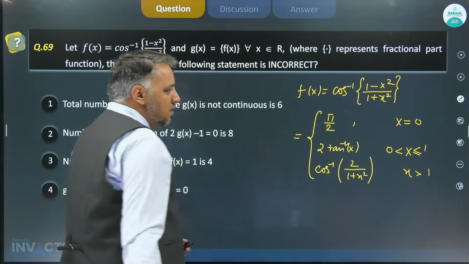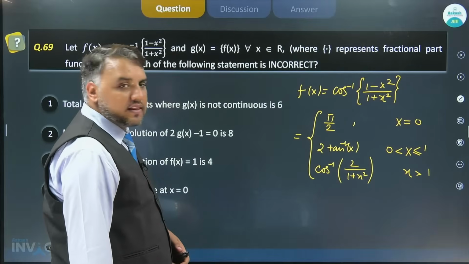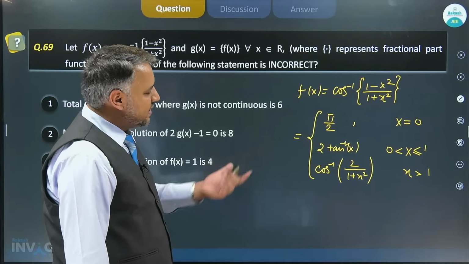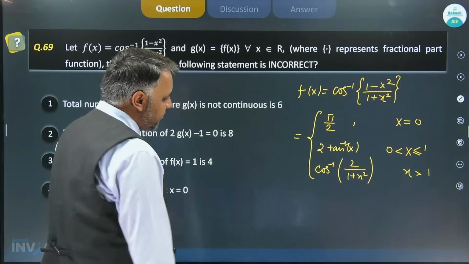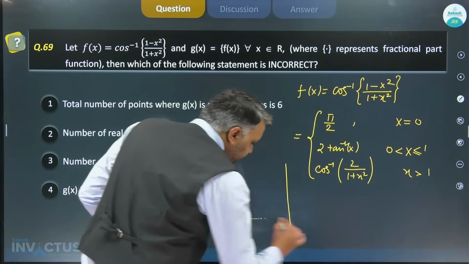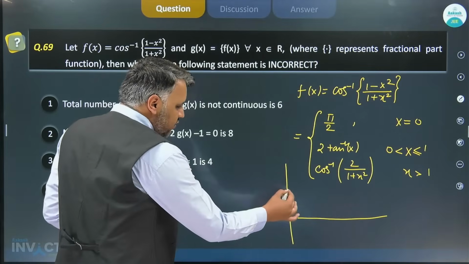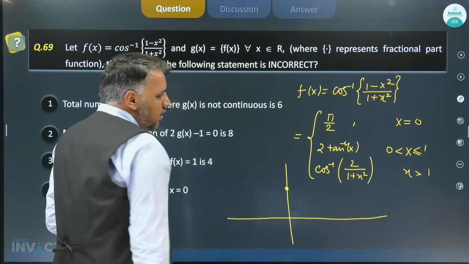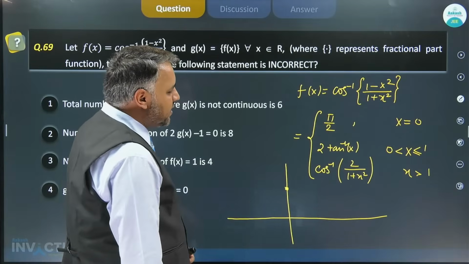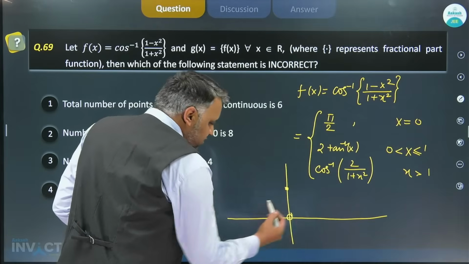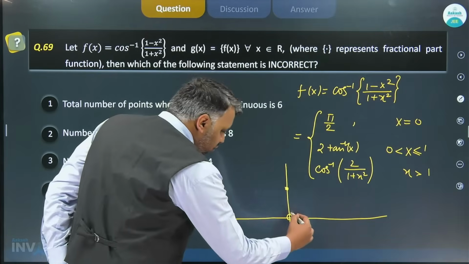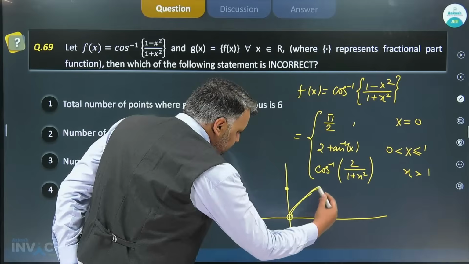So we just plot the graph to the right of the y axis. Just plot the graph on the y axis and right, and then add the image of the graph about the y axis. So you can see at x is equal to 0, it is pi by 2. Then between 0 to 1, it is 2 tan inverse x. So at x is equal to 0, this is an open circle. Now 2 tan inverse x is something like this.